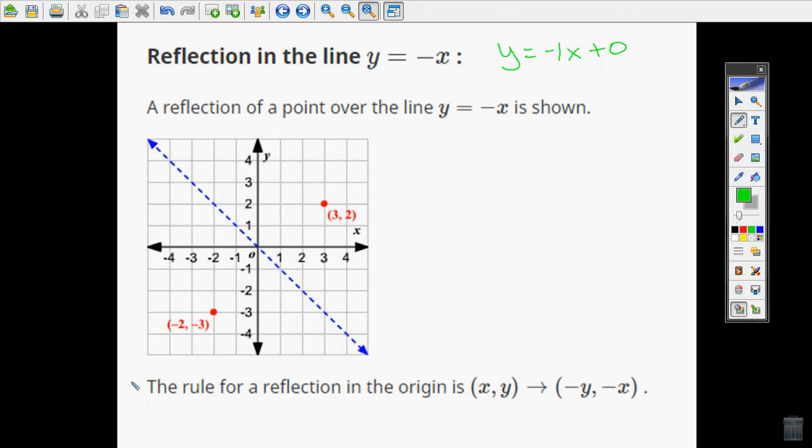So again, the rule is just that you swap them and you swap the sign. So not only are you swapping them, you're also swapping the sign. So y equals x, we swapped them, but now with this negative, we're also going to change their sign. So 3, 2, when you swap it, becomes 2, 3, but then you have to change their signs. So you get -2, -3.